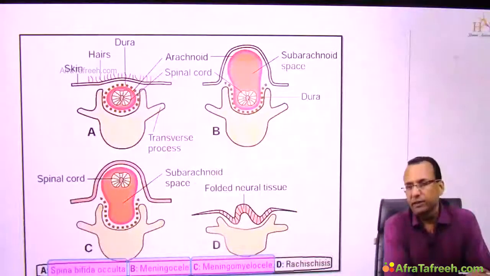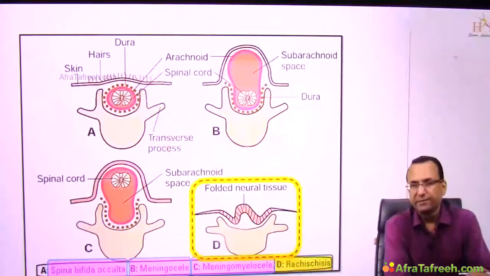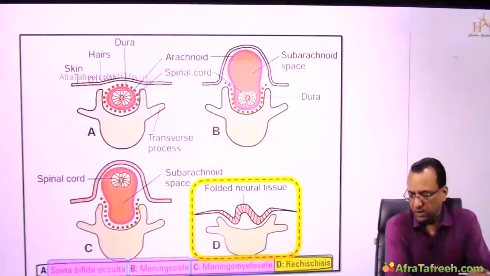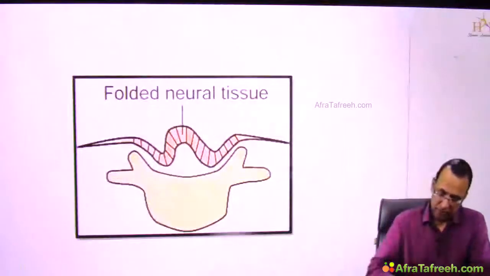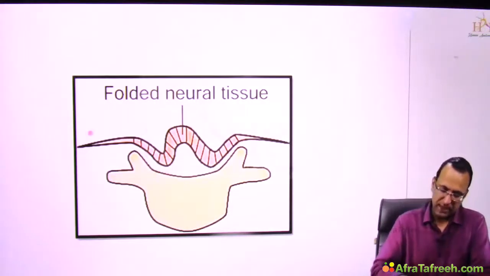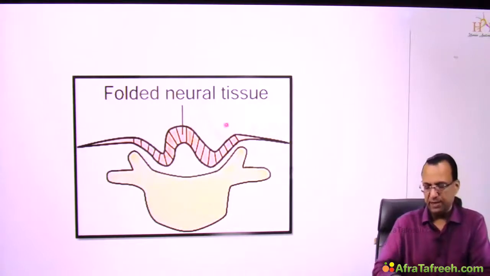Rachischisis, we have already discussed that it is deadly. It is the least common to occur, and it is the most deadly. The babies are dead already. So there will be open vertebra, there is open skin, and the spinal cord is also open and CSF is leaking outside.